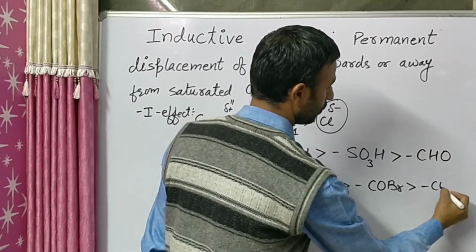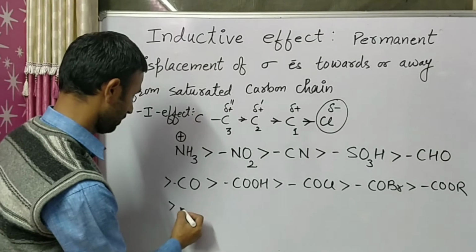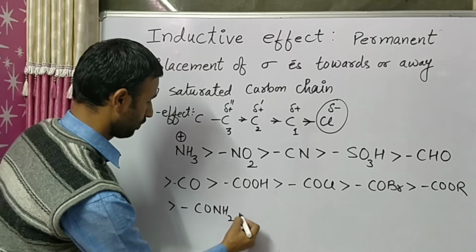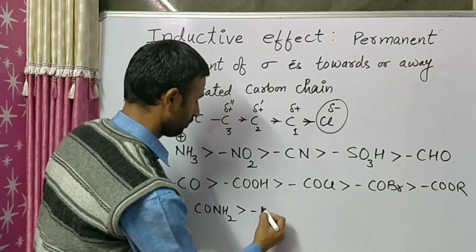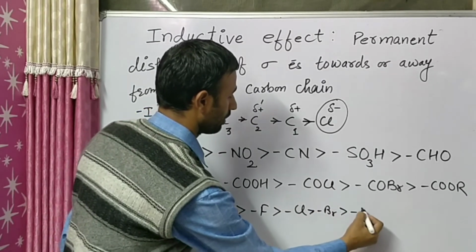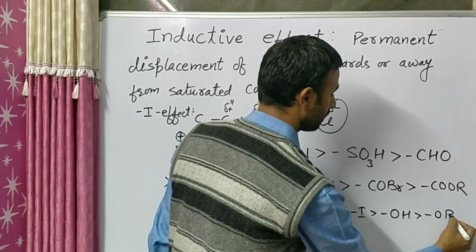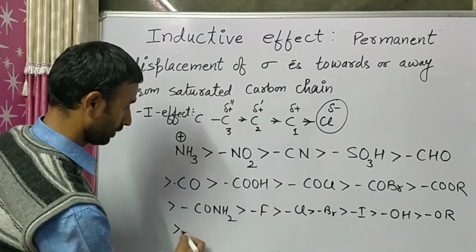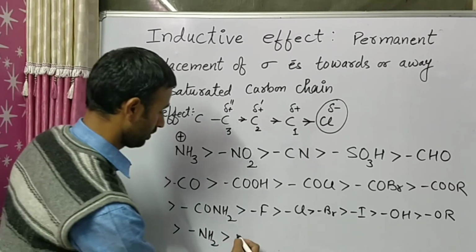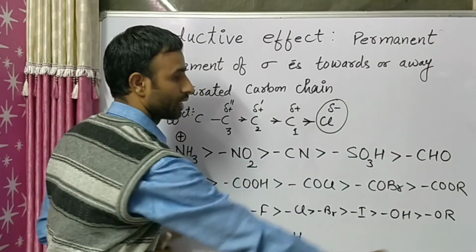COBr, COOR, then CONH2, fluorine, chlorine, bromine, iodine, OH, OR, NH2, then C6H5 and H. So this is the order of inductive effect.